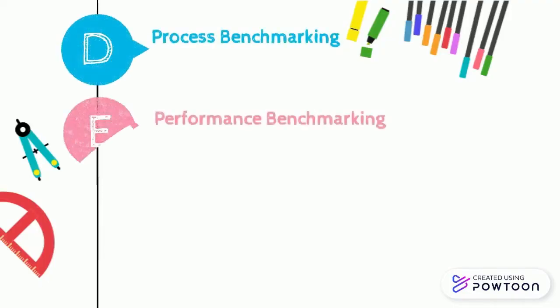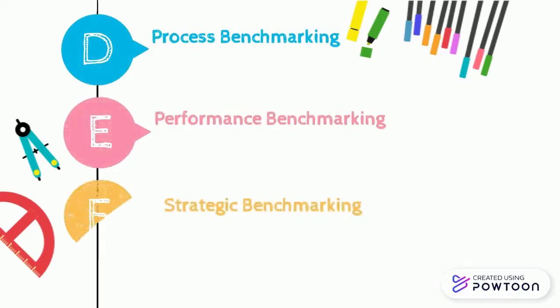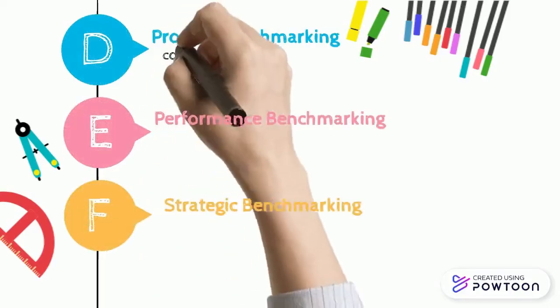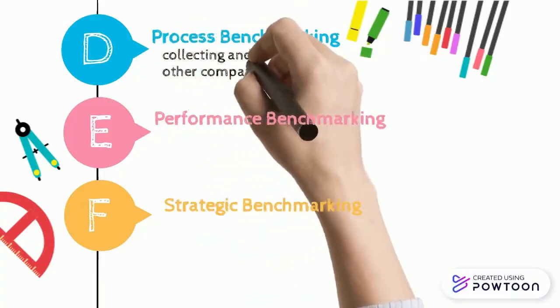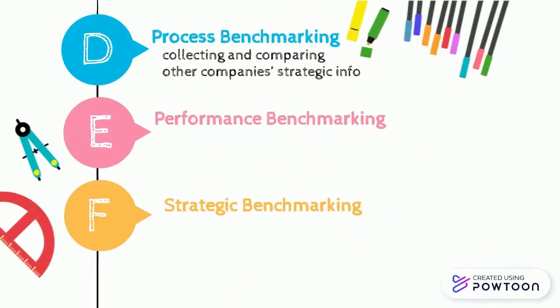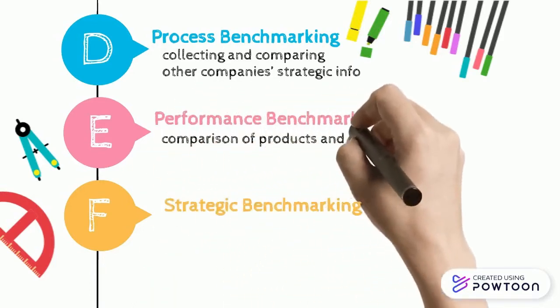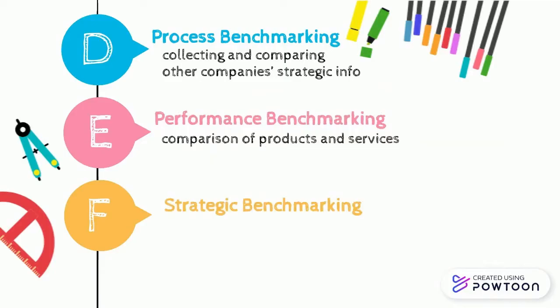Further, benchmarking is subclassified as process benchmarking, performance benchmarking, and strategic benchmarking. Process benchmarking is done by collecting and comparing other companies' strategic information through research, website visits, and seminars on other companies to improve our company's processes. Performance benchmarking is a comparison of products and services to determine how well our company is doing compared to other companies.